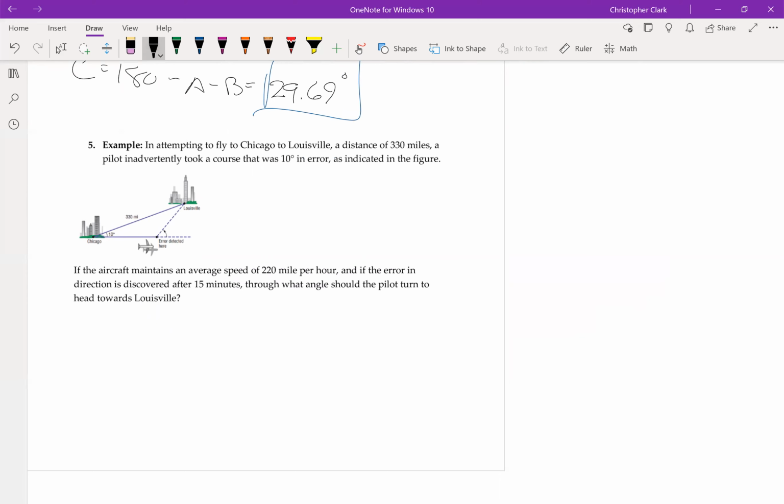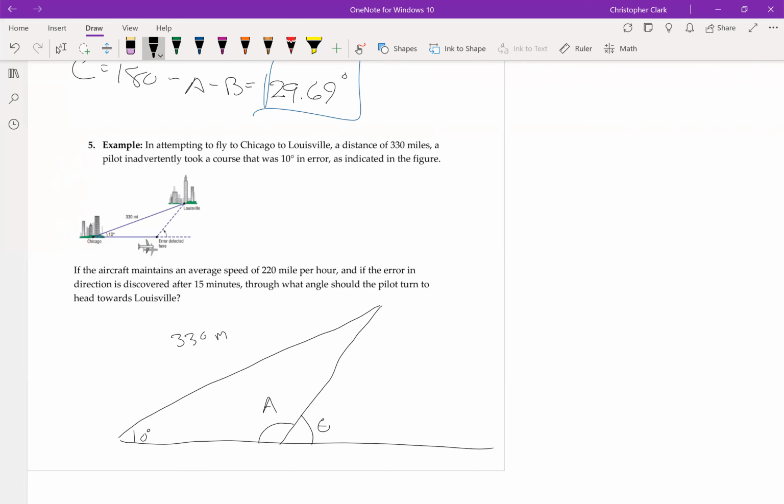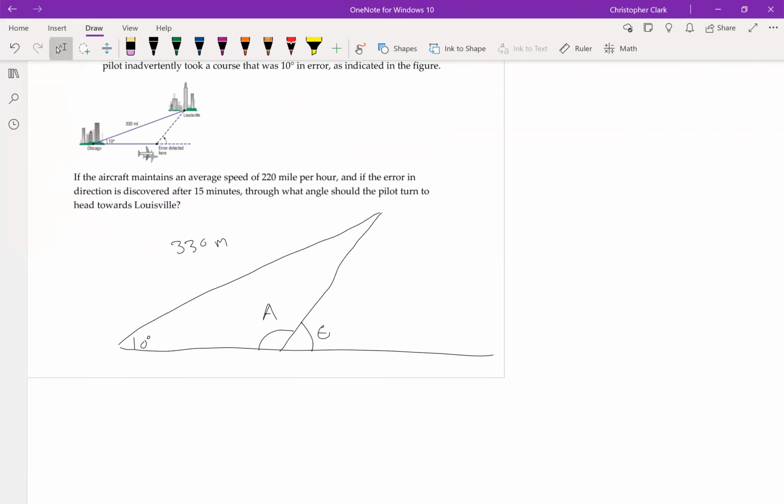So there's definitely a lot of moving parts to this problem. So I'm going to draw a much bigger triangle, and we'll see what happens. So I'm going to label things. I know that this is 10 degrees. I know that this is 330 miles. I don't know this. I'm going to call it A. And this down here is the theta that I'm actually looking for. So first things first, I think that I am going to need to solve for this distance.